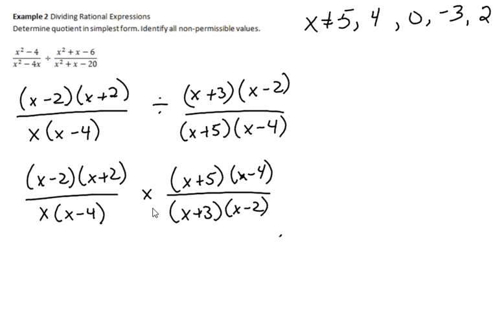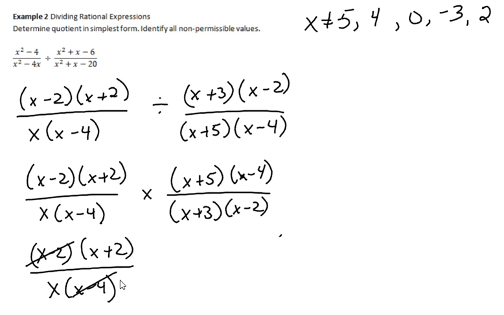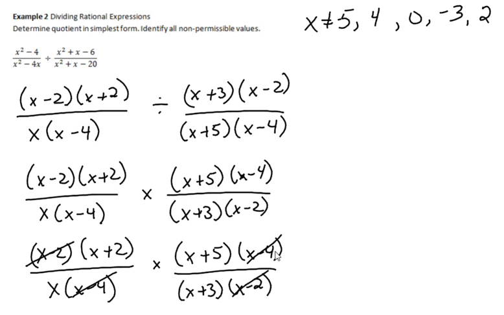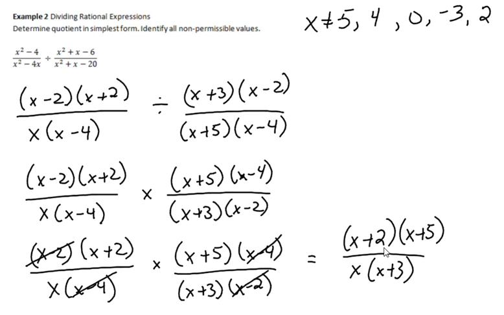Once we've completed that step, we're going to start simplifying by crossing out our common factors. So we have an x minus 2 over here, x minus 2, that will simplify, x minus 4 and x minus 4, and that leaves us with x plus 2 in the numerator multiplied by x plus 5 in the numerator, and in the denominator we have x multiplied by x plus 3. That's the fully simplified form there, okay? We don't expand, that's the exact way that we leave it, okay?